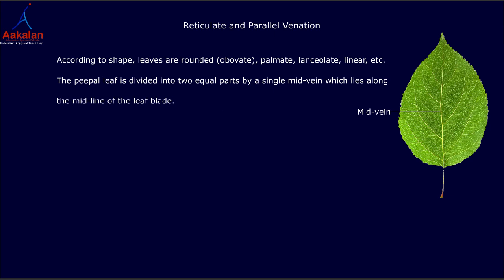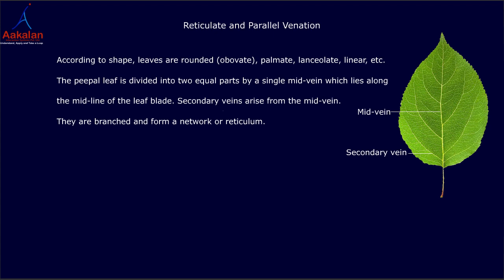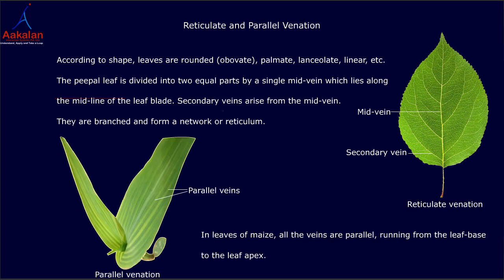The peepal leaf is divided into two equal parts by a single midvein, which lies along the midline of the leaf blade. Secondary veins arise from the midvein. They are branched and form a network or reticulum. On the other hand, in leaves of maize, all the veins are parallel, running from the leaf base to the leaf apex. Thus, the peepal leaf blade has reticulate venation and the maize leaf blade has parallel venation.